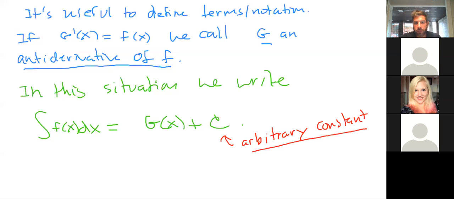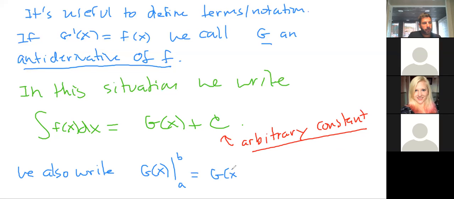One other thing that is useful to do, I keep saying shorthand is useful. It is. We also write g of x, and then we put a bar a, b here for short instead of writing this.